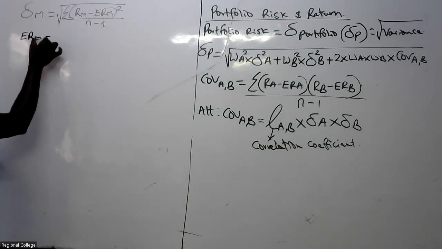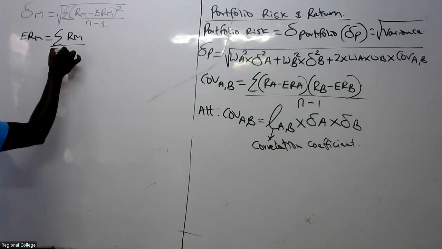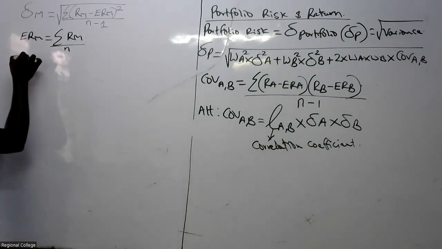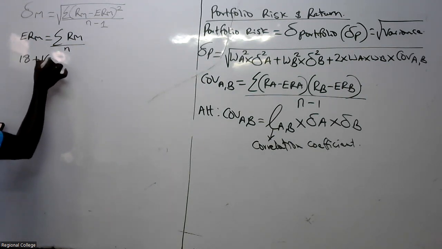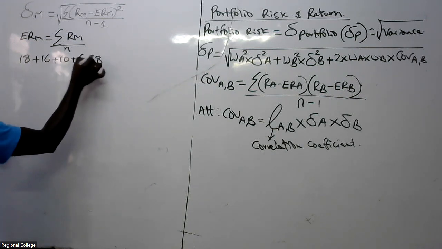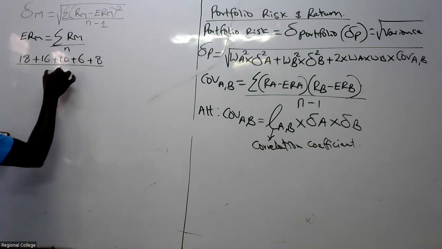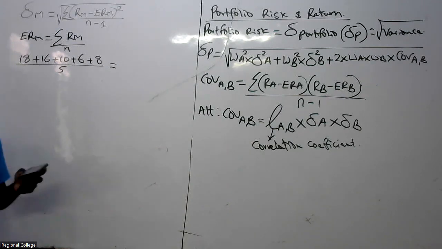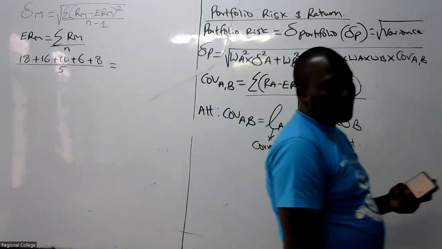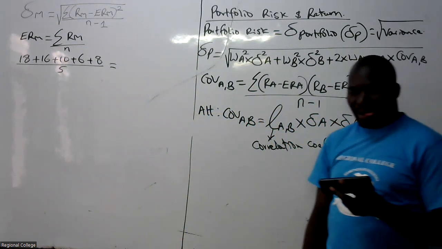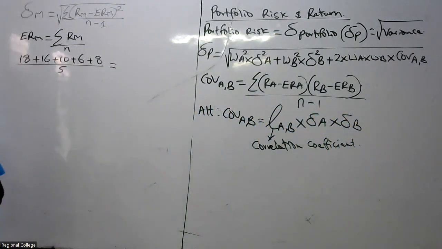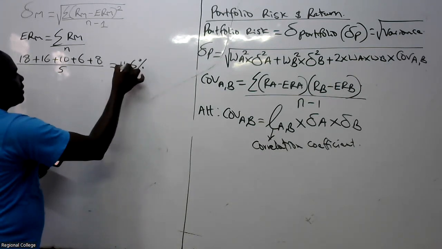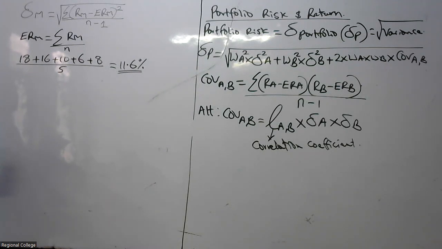How do you get the expected returns of M? Summation of returns of M divided by what? N. So here it is 18 plus 16 plus 10 plus 6 plus 8. We divide everything by how many years there are? The average. The years are five. So how much is the expected return? So that is 11.6%.